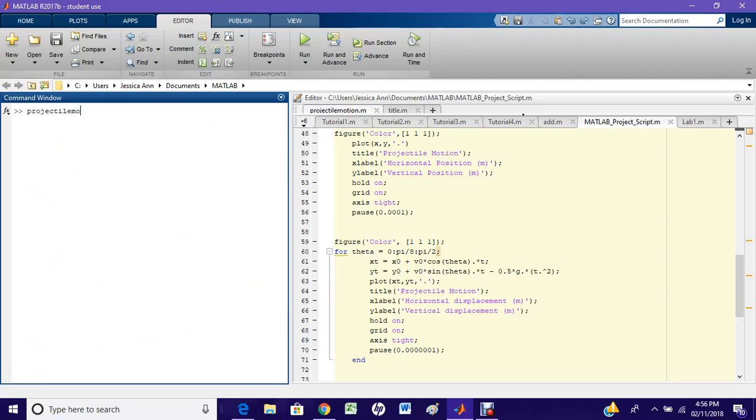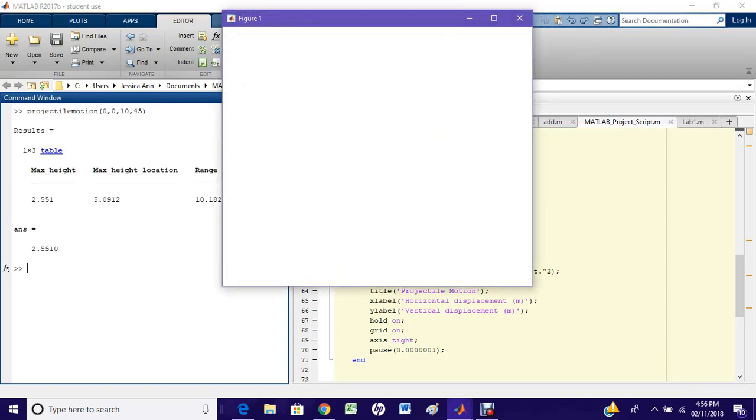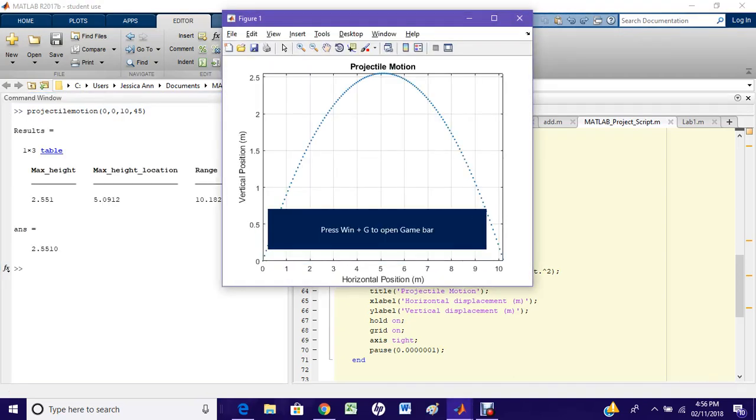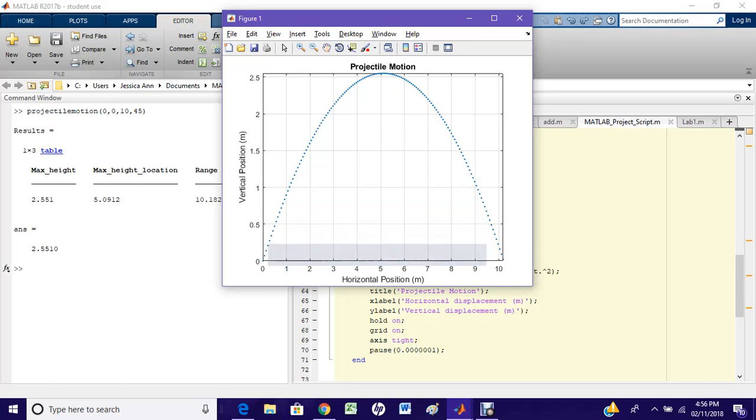So to demonstrate the equation itself, the first input is the initial x position. We'll go with 0. Initial y position, we'll start with 0. Velocity of 10 meters per second at an angle of 45 degrees. This shows that the height that this projectile is going to reach is just over 2.5 meters. It'll be a little over 5 meters from the launch point when it reaches that height, and when it lands back on the ground, it's going to be a little over 10 meters away from the starting point.